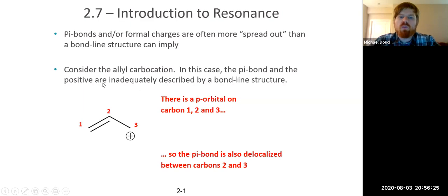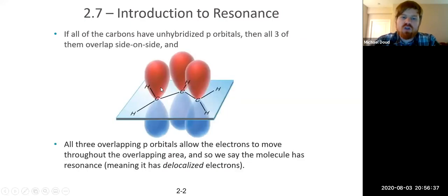So because there's an empty p orbital on carbon 3, that can actually share electron density. It's in the same plane as this pi bond here, as we're about to see on the next page. So here, carbon 1 and 2 are participating in a pi bond in the Lewis structure we just showed you. And then carbon 3 had an empty p orbital. Well, that empty p orbital can align itself such that it overlaps as well, and thus share the electron density.